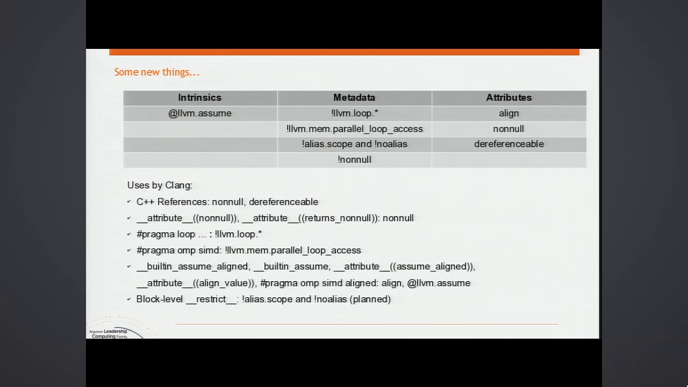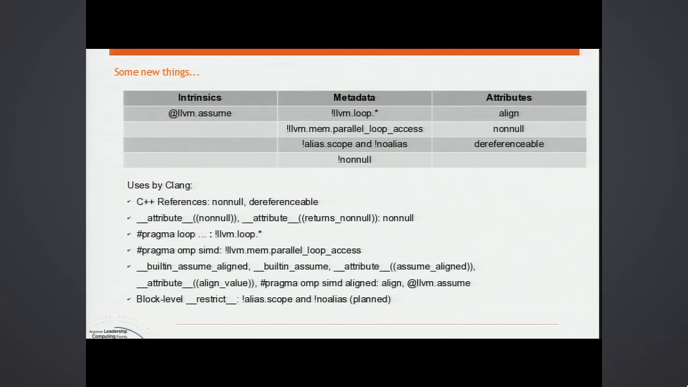And this is new metadata that provides orthogonal information, likely. And lastly, we have a small piece of metadata that's called Nonnull. I'll talk about that. And also attributes. So we have an align attribute. Actually, we've had an align attribute for a very long time, but we now have new uses for the align attribute. We have a Nonnull attribute.